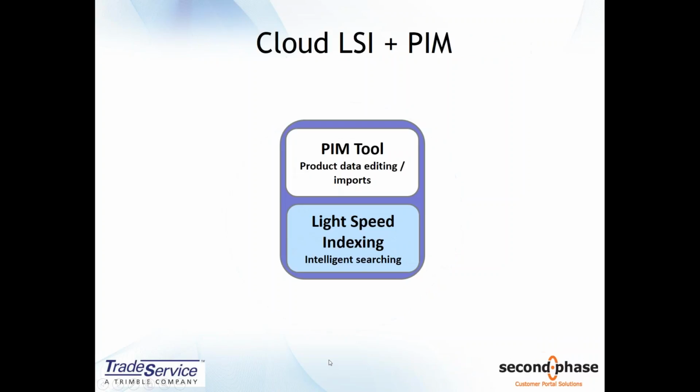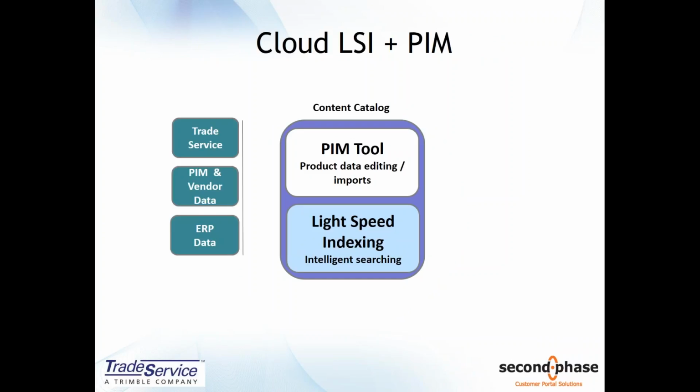So the way it works is we have our Cloud LSI plus PIM tool. The PIM portion we just introduced in the last 6 months, and this is meant to be the product content hub. This is where your data comes from. In our case, from Trade Service. It can come from the PIM itself, where you can enter data right here in the PIM. It can come from vendors direct if you have such information, or other sources as well. And then, of course, your ERP data fills in the gap to make it all flow.